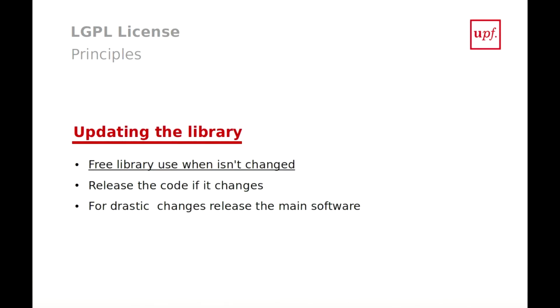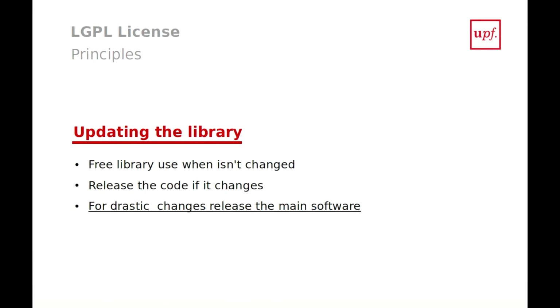Updating the library. If a software makes use of the LGPL library as is, the software does not need to be released as free software. But if the producer of the software makes changes to the library, then that person is under the obligation to release the code of the new version of the library, so the ones that receive the software can study, update, and redistribute the changes freely.